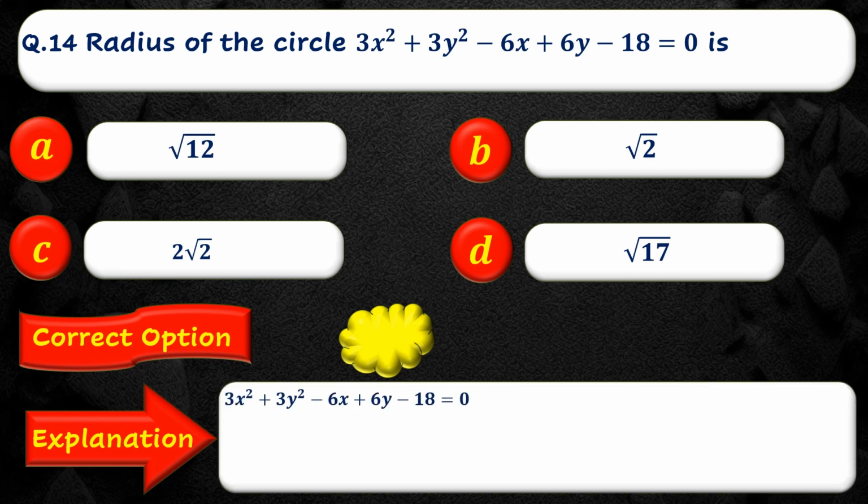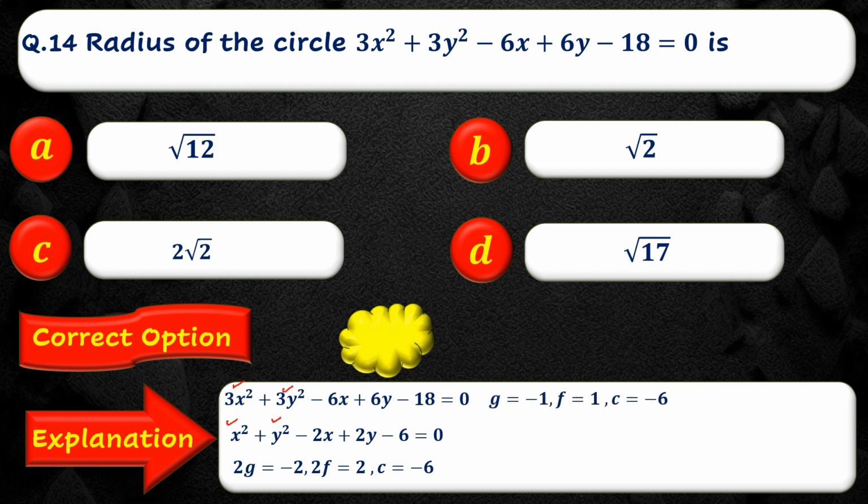Given equation is this. Here the coefficients of x² and y² are 3 each, but these coefficients must be 1 each. So we divide this equation by 3. Now this is the general equation of circle because the coefficients of x² and y² are 1 each. Now we compare this equation with the general equation of circle and get 2g = -2, 2f = 2, c = -6. The values of g, f and c are this.